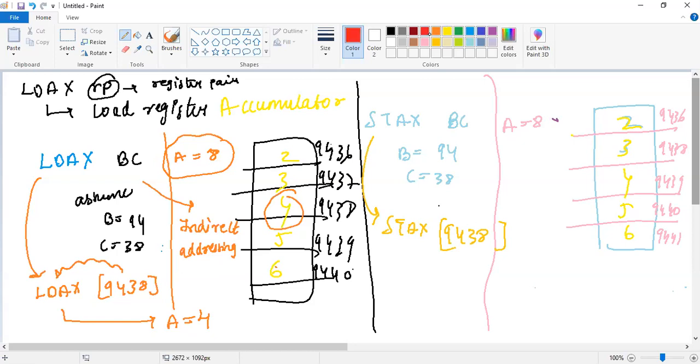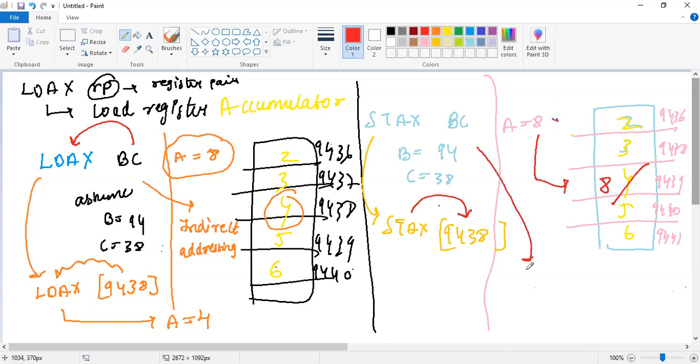So okay, your LDA works in this way and your STX will work in this way. Just see the difference between both of them. What will happen? Since the content of A is 8, now the content of A will move here. So instead of 4, it just becomes 8.